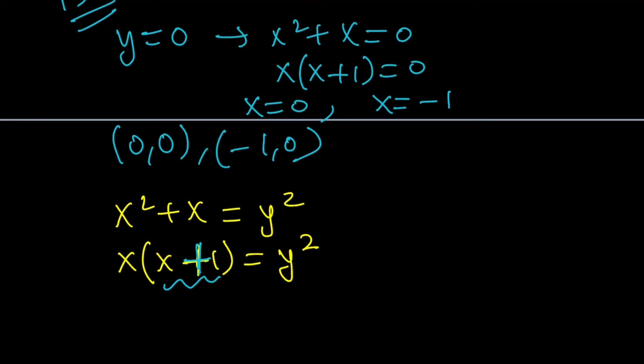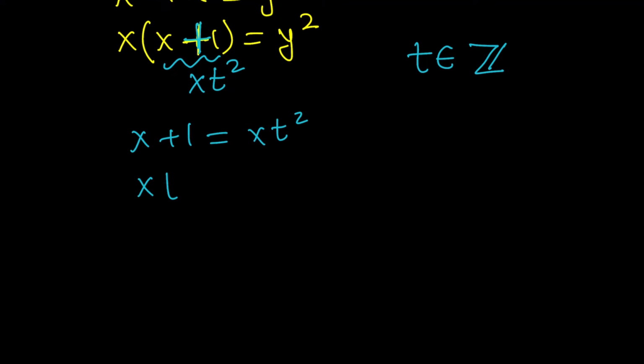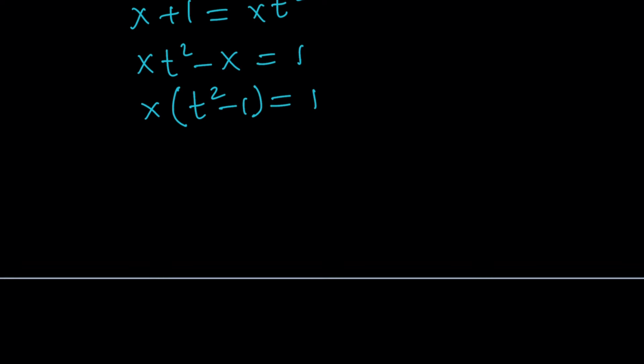So x plus 1 can be written as x times t squared, where t is an integer. That gives us something really cool. By setting x plus 1 equal to xt squared, we're able to solve for x. Let's do it. x plus 1 equals xt squared. Let's subtract x from both sides: xt squared minus x equals 1. Factor out x, and you get x times t squared minus 1 equals 1. Don't forget, t is an integer. We can divide both sides by t squared minus 1 as long as t does not equal 1 or negative 1. Obviously, that's not going to work, because if t is 1 or negative 1, we get x times 0 equals 1, which is impossible. That equation has no solutions. So, under the condition that t does not equal plus or minus 1, we can divide.